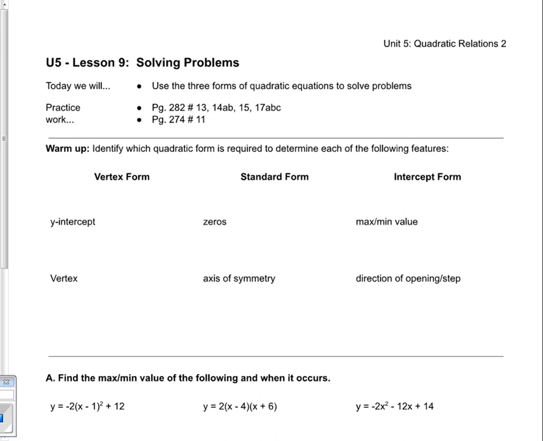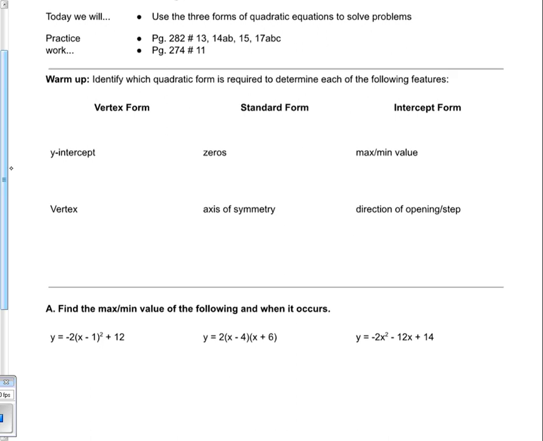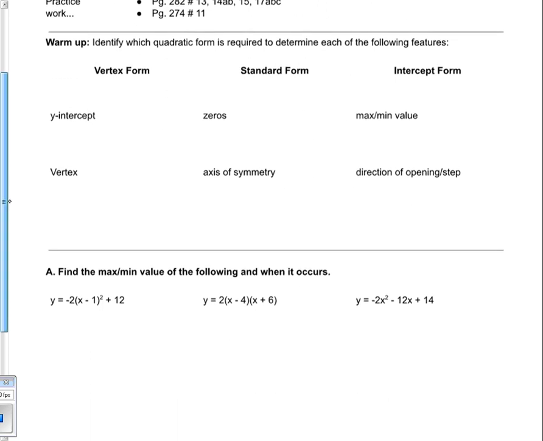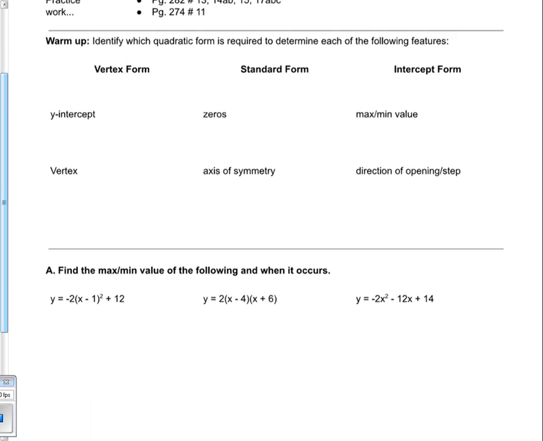Today we're going to look at solving some problems using the quadratic relationships. We've now looked at different forms of the quadratic relationships and what types of information we can pull from them. So as part of our warm-up, we want to identify which quadratic form is required to determine each of the following features. Again, some of them you can solve more than one way, and I'm just concerned about what you can get quickly from the relationship.